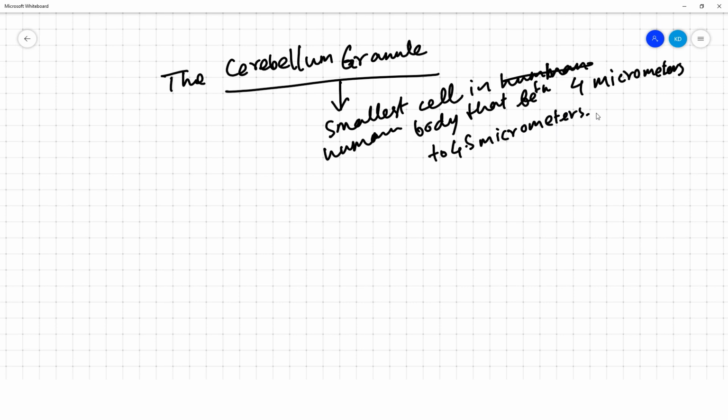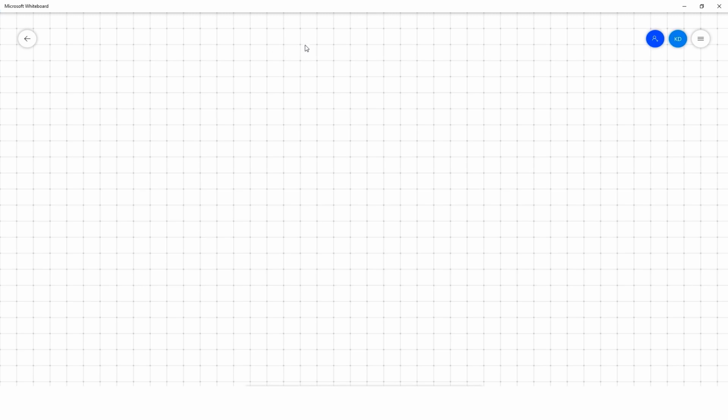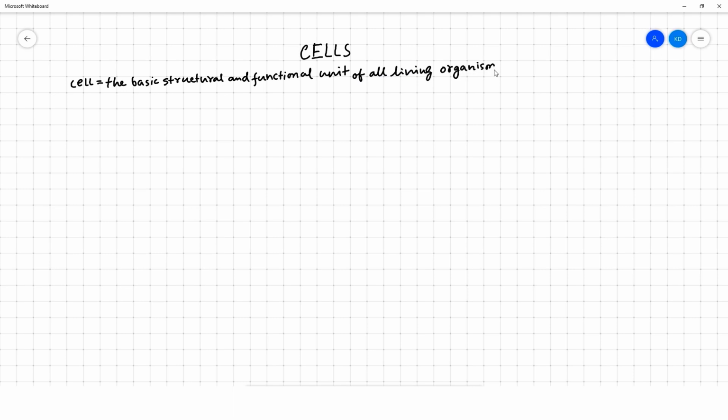Now we are discussing the cell. Let's go to another point. What is a cell? The first question: the cell is the basic structural and functional unit of all living organisms. This is the basic thing.